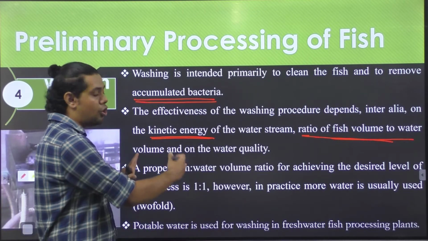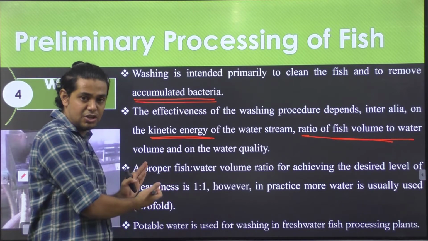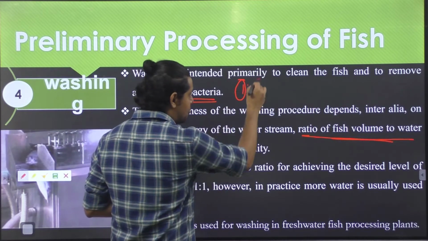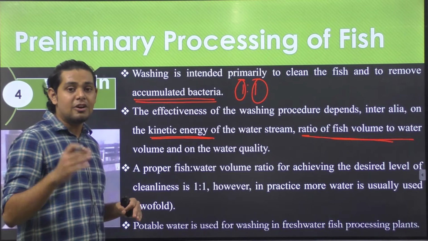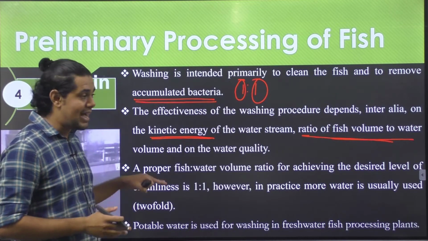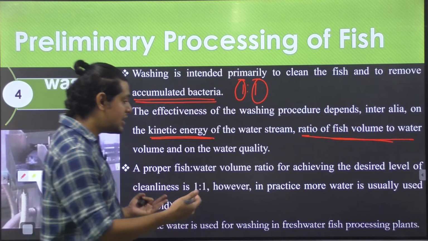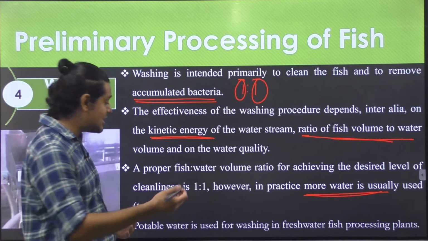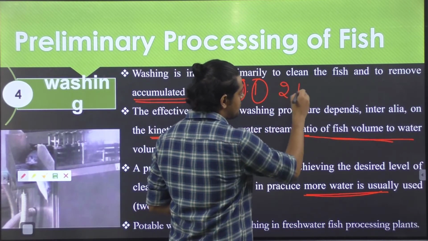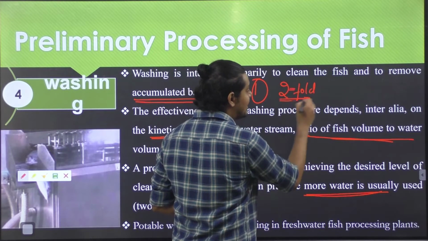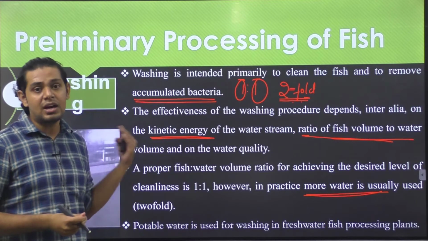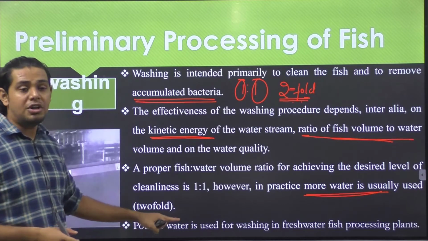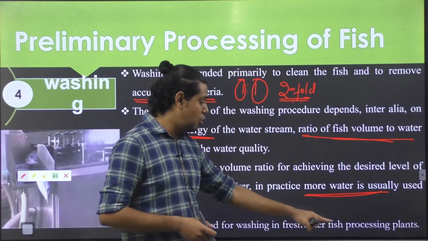The proper ratio that should be in practice is 1:1. That means one portion of fish and a similar portion of water is required for ensuring proper cleaning of the fish. But in practice, we are using more water than the recommended ratio, that means twofold extra. This will ensure proper cleaning of the fish, and it might render the fish practically free from most of the microorganisms.